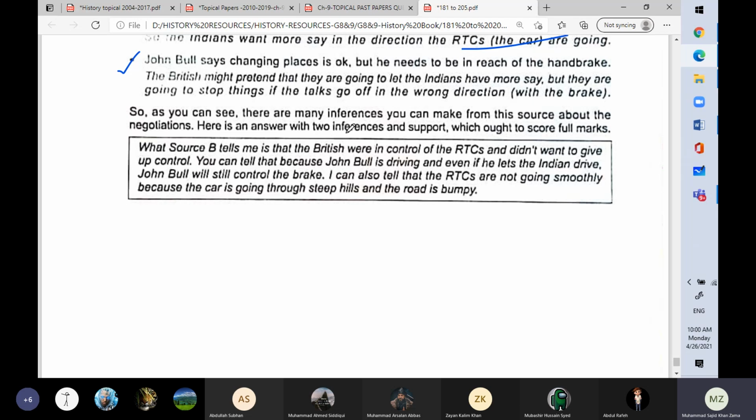Here is an answer with two inferences and support, which ought to score full marks. Now, the student was asking how many paragraphs. You can see that this is just one paragraph. Is it clear? Yes, sir.